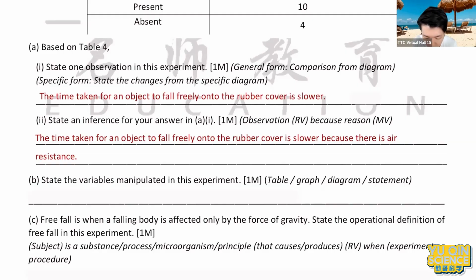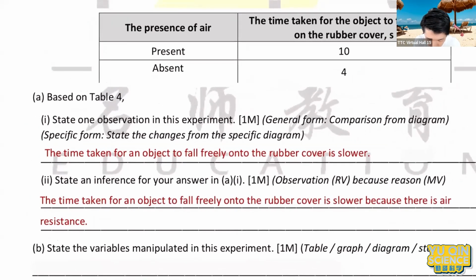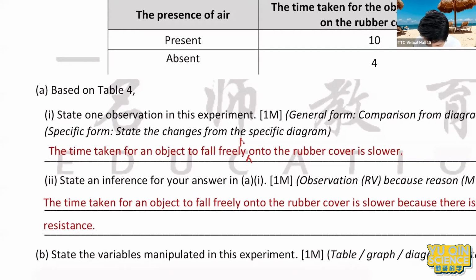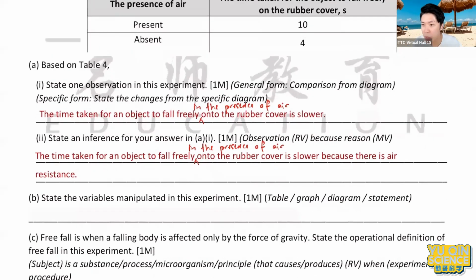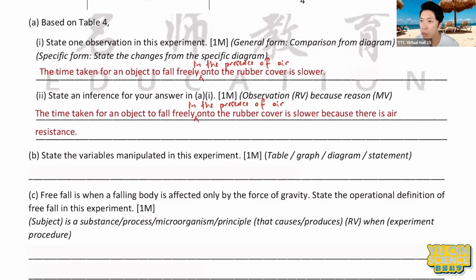I feel like I missed out something. The time taken for an object to fall freely, in the presence of air. Oh yeah, I think I missed out something. Oops, I'm sorry. Time taken for object to fall freely on the cover is longer in the cylinder tube with air because there is air resistance.